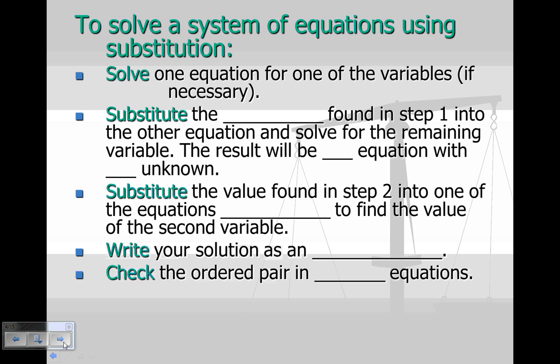Solve one equation for one of the variables if it's necessary. What it means is if you have two equations, you want to see if one of them is written in x equals or y equals form. And if they're not, you need to change it around, and I'll show you in just a minute.